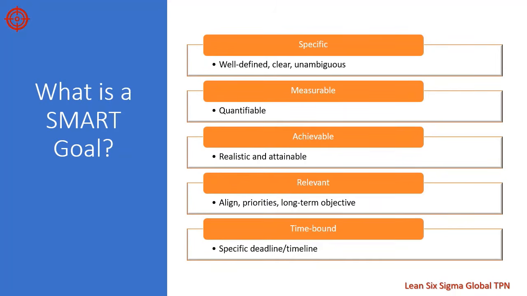By setting SMART goals, you can increase your chances of success by clarifying what you want to achieve, breaking down complex goals into manageable steps, measuring your progress, and staying motivated throughout the process. SMART goals can be applied to many areas of life, including personal development, career growth, health and fitness, and financial planning.